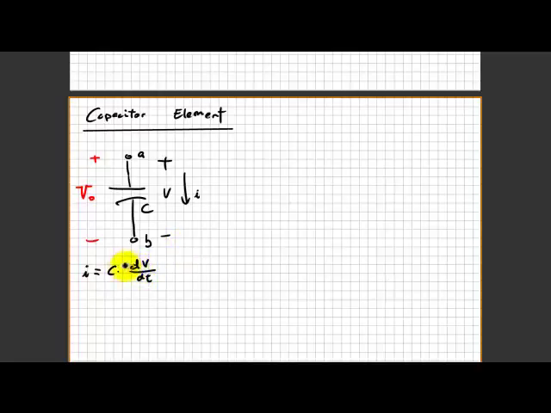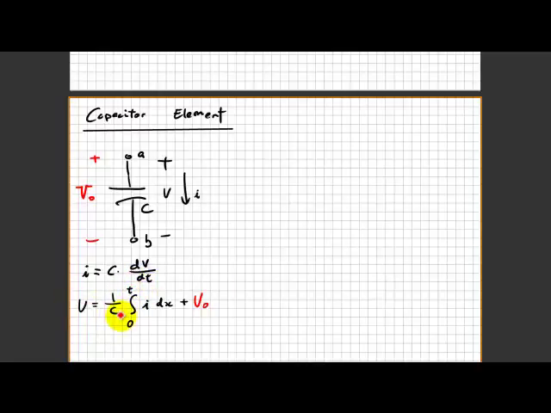If you want to flip it around from the current to voltage perspective, we do this integration by moving the derivative to the other side. So I can write v equals 1 over C times the integral from 0 to t of i dx, plus the initial voltage. If you want to do the analysis like this, we have to take into account what the original voltage was before we add more. The integral indicates how much more voltage you add from V0 over the time scale of t.